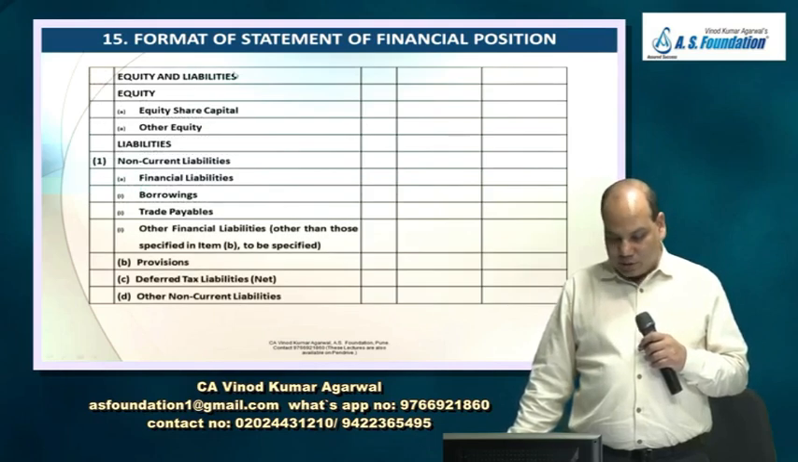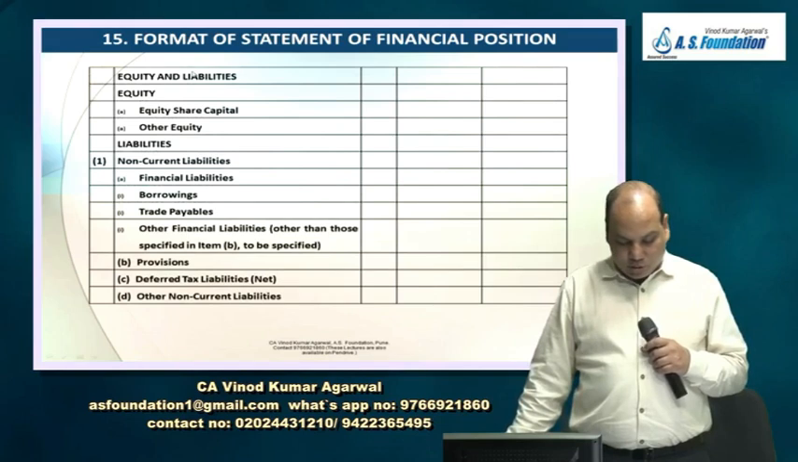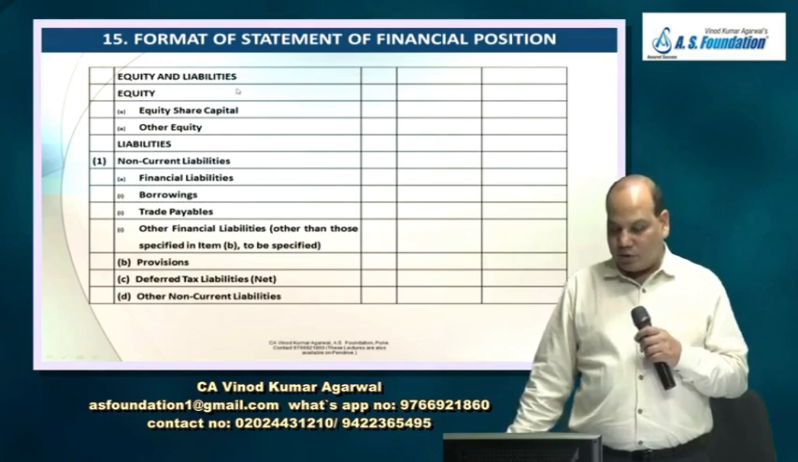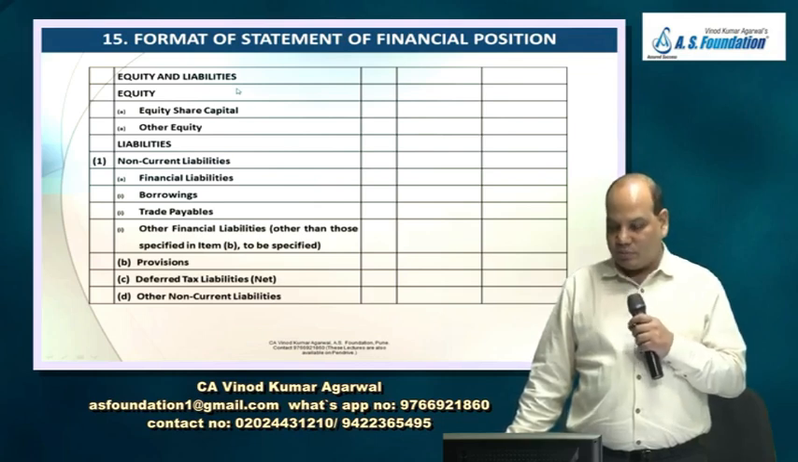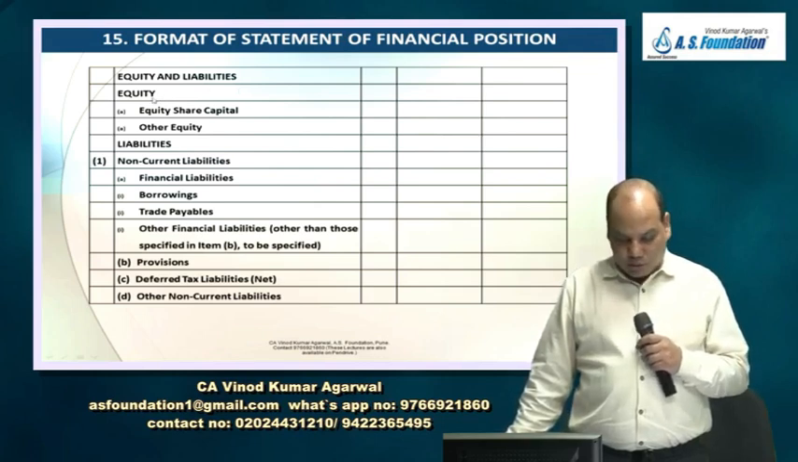Then the equity and liabilities side. It is not called the liability side, it is called equity and liabilities, because there are equity related items also. So you'll first write equity. Under equity, you will write equity share capital and any other equity like retained earning. And since we are preparing a statement of changes in equity, all the details will be written in that SOCIE.